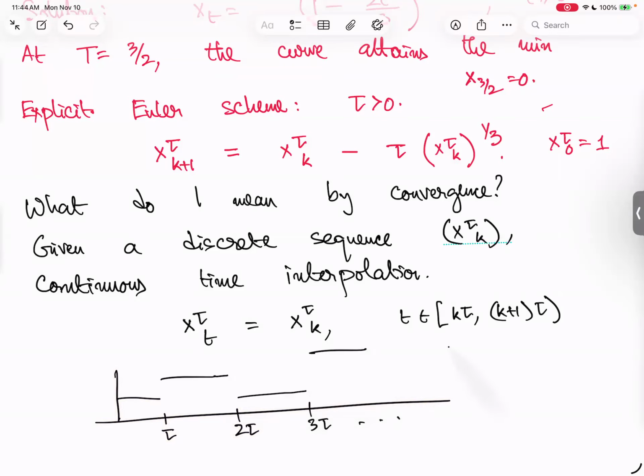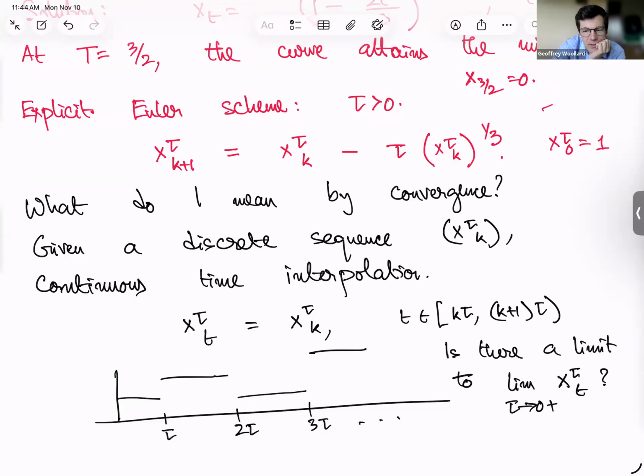And then you ask, is there a curve? Is there a limit, taking tau going to 0 of x_tau(t)? You can also ask whether this limit is uniform in time, uniform over compact sets of time, but that's the basic idea. You shrink your time into blocks of tau, and then you take a limit, and you ask whether this actually has a limit.